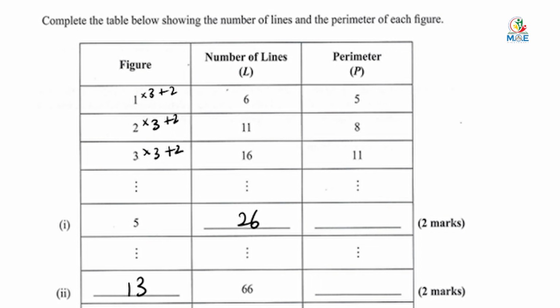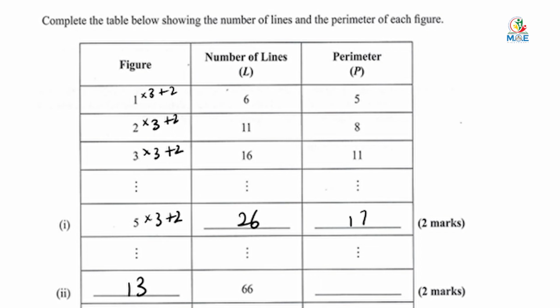So multiply 3 times 3 plus 2. So 3 times 3 is 9. 9 plus 2 would be 11. So that works. So 5 times 3 plus 2. And because it works for all, that means it's a pattern. It should work for this one. So 5 times 3 would be 15. 15 plus 2 would be 17.